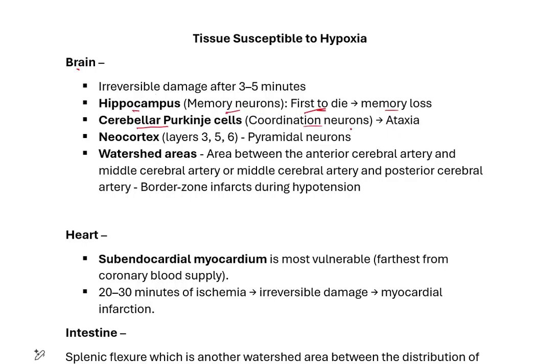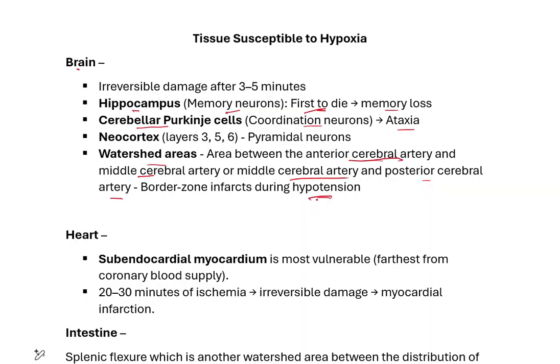Neocortex, like layers 3, 5, and 6. And the watershed area in the brain. The watershed area in the brain is the junction between your anterior cerebral artery and middle cerebral artery, or middle cerebral artery and posterior cerebral artery. So those areas are considered watershed areas. If somebody is in shock, or they have hypotension, those areas are going to be affected in the brain.